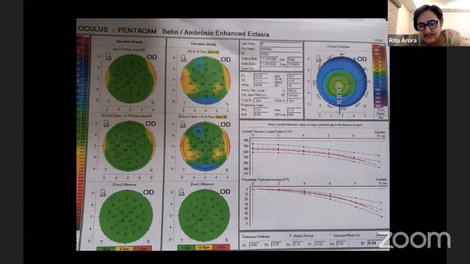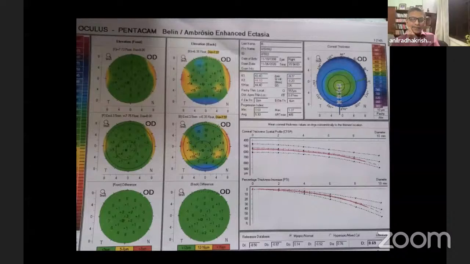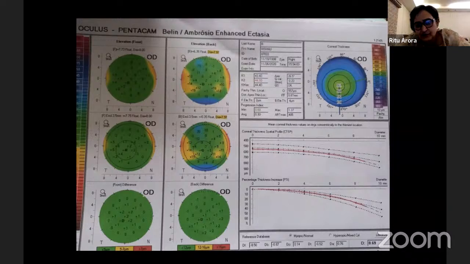Can we just raise it a little bit? The elevation, which he says green, less than 5 micron, 5 to 7, yellow is probable, and red means definite keratoconus. So this is the idea of it.